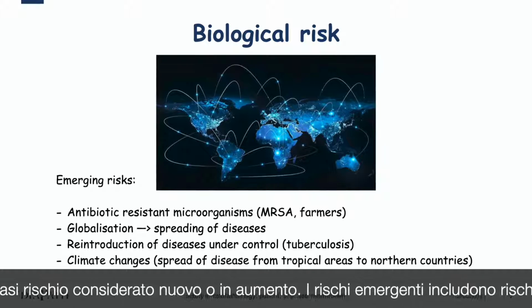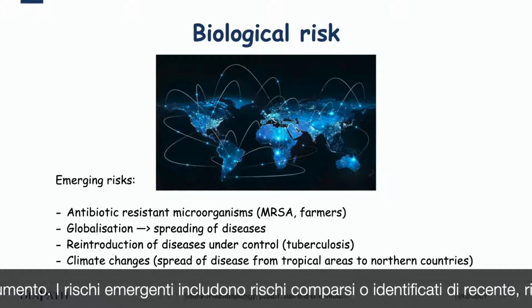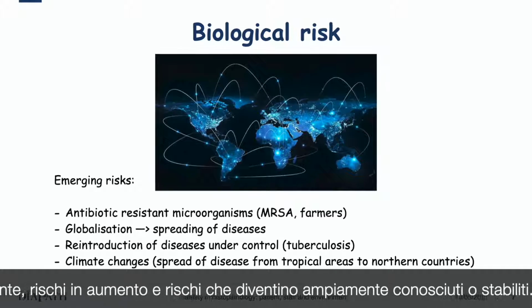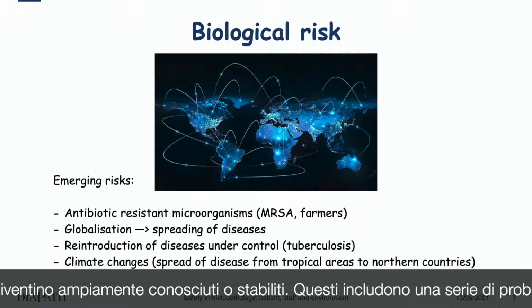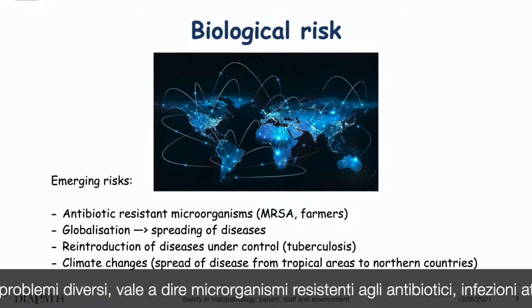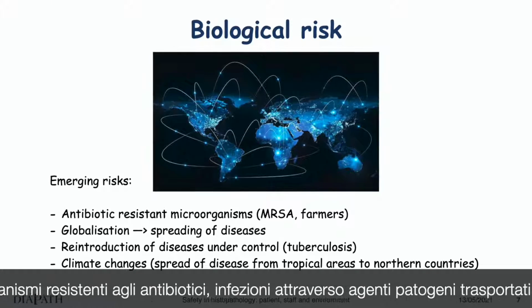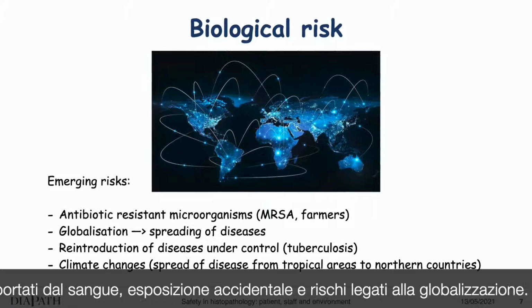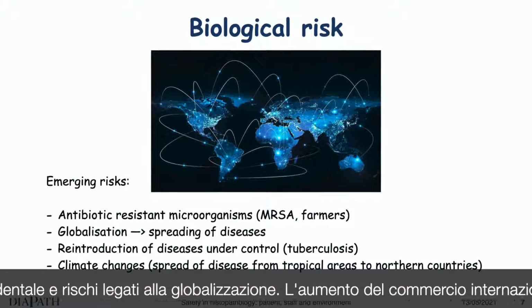An emerging occupational health risk is any risk that is considered to be new or increasing. Emerging risks include newly created or newly identified risks, increasing risks, and risks that are becoming widely known or established. These include a number of issues, namely antibiotic-resistant microorganisms, infection through blood-borne pathogens, accidental exposure, and risks linked to globalization.